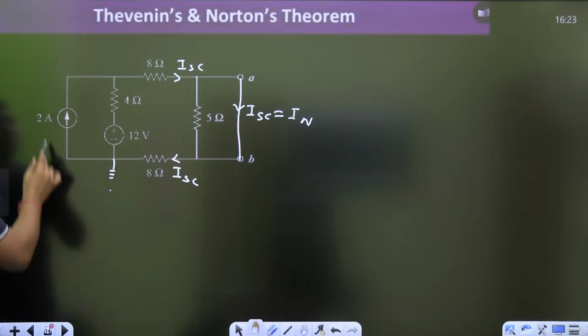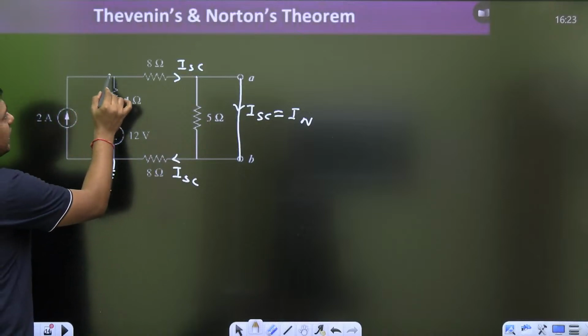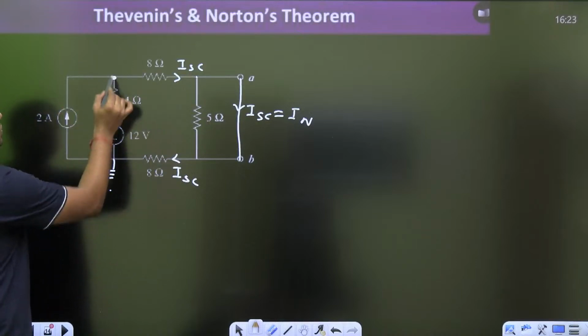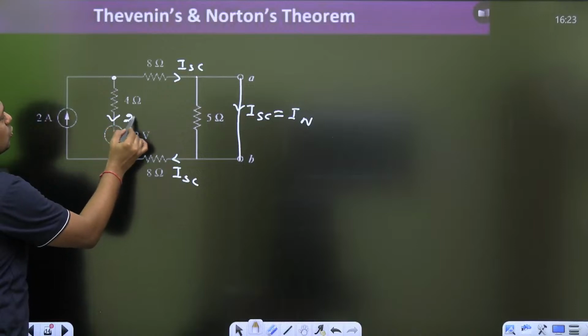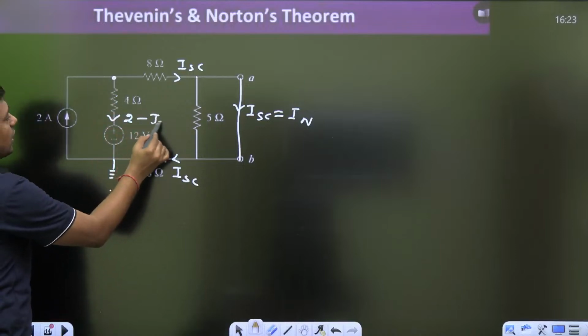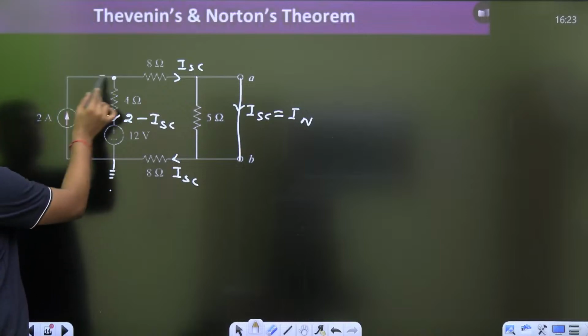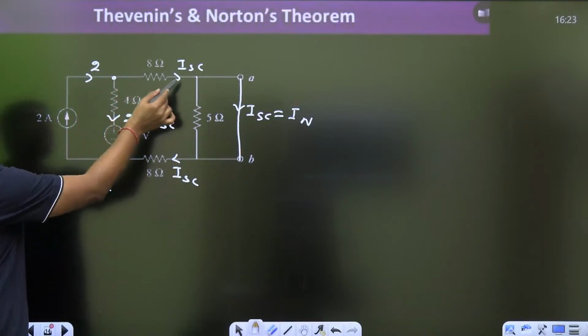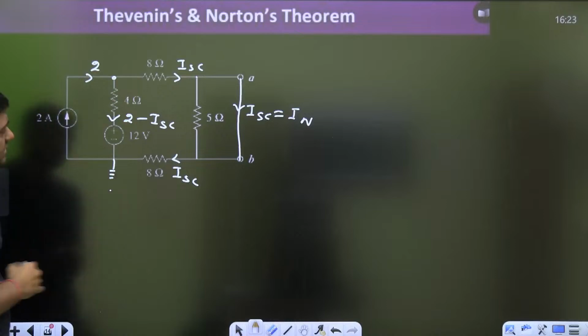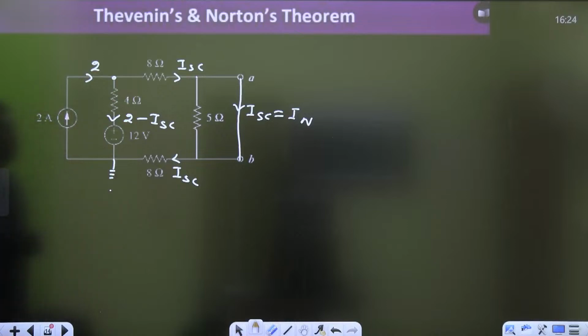Okay. And then this is the 2 ampere. So you can simply write this is the ISC, this is the 2 ampere. So what is the current here? 2 minus ISC. How can we say? ये देखो यहाँ से 2 ampere incoming है, outgoing is ISC. So what is here? 2 minus ISC. Okay. Now can you find the ISC?